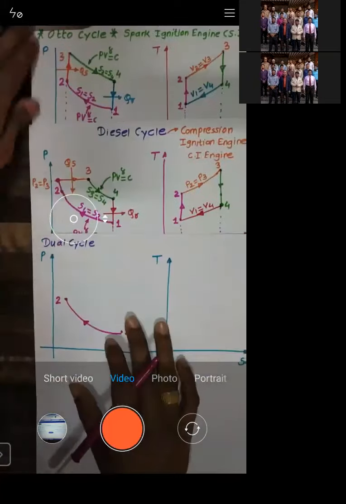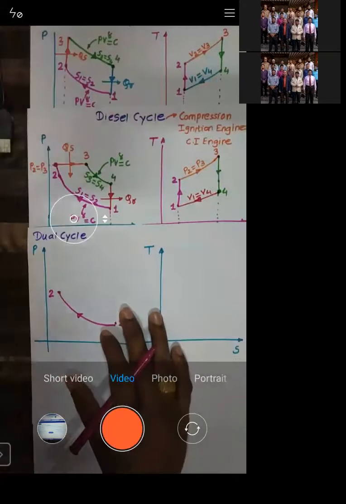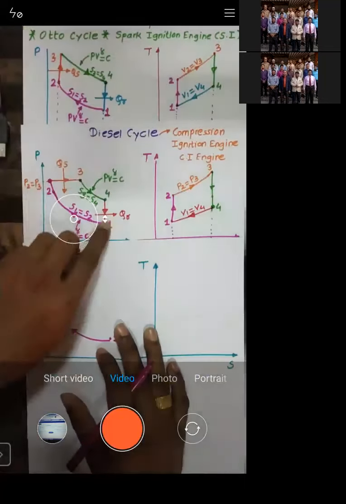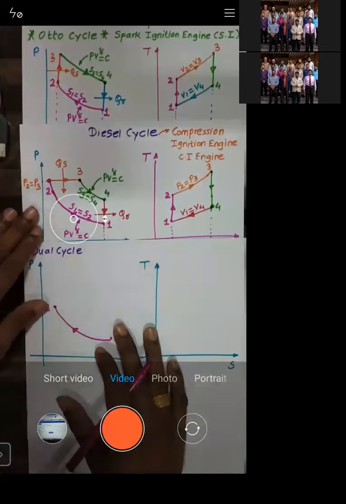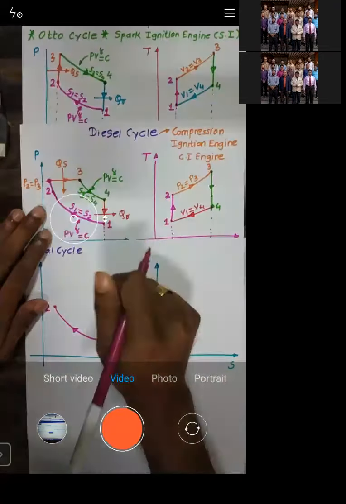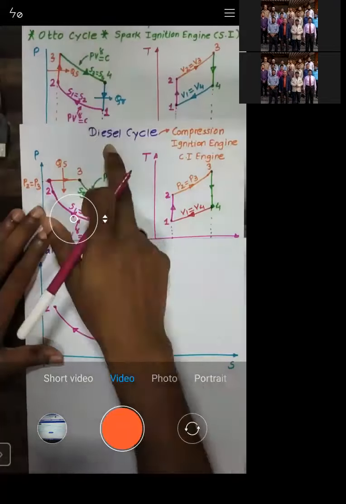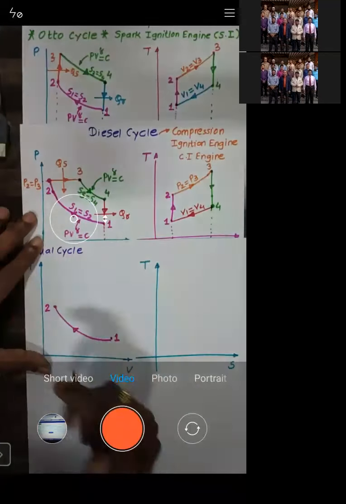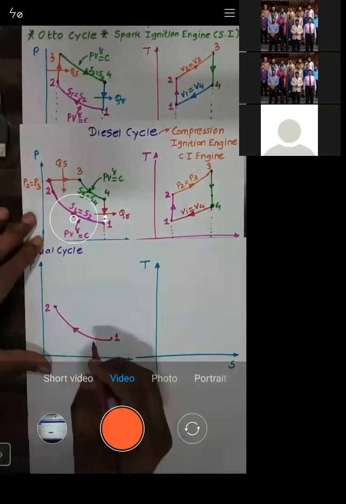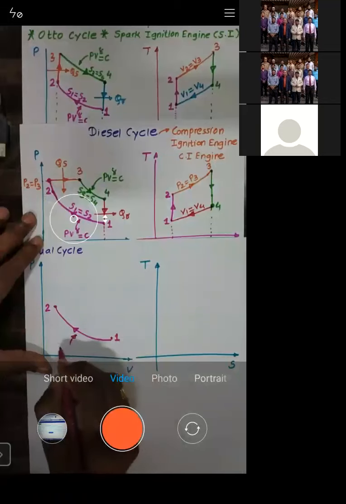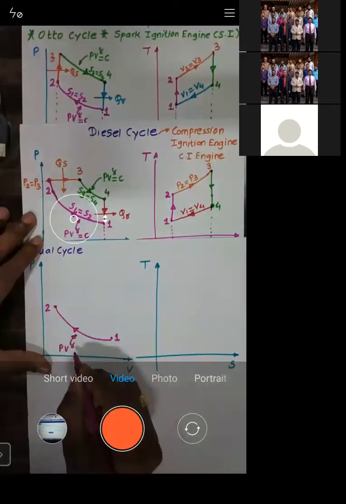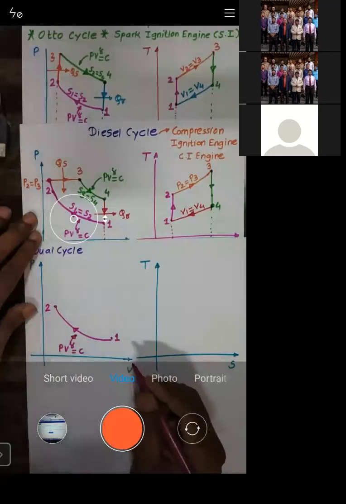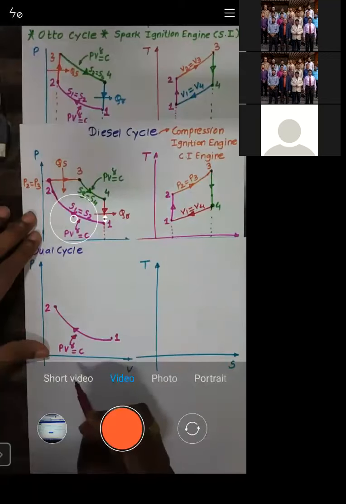If you look at the diagram, the cycle above is the Otto cycle, below that is the diesel cycle, and now what I am drawing is the dual cycle. Process 1 to 2 is the same in Otto as well as diesel as well as dual. What is process 1 to 2? It is the isentropic process, governed by the law PV^gamma = C. This is the law which governs the isentropic process. It is also known as an adiabatic process.